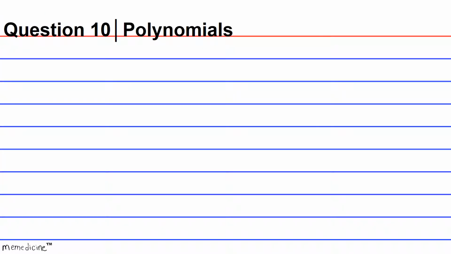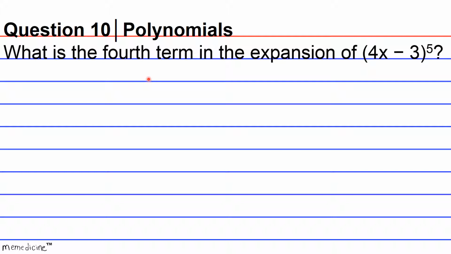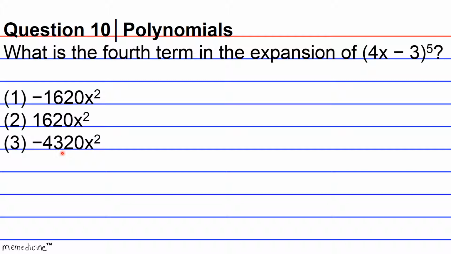Question 10, Polynomials. What is the 4th term in the expansion of (4x - 3)^5? Is it 1, -1620x^2, 2, 1620x^2, 3, -4320x^2, or 4, 4320x^2? Definitely press pause if you need to, and I'll give you a moment to think.